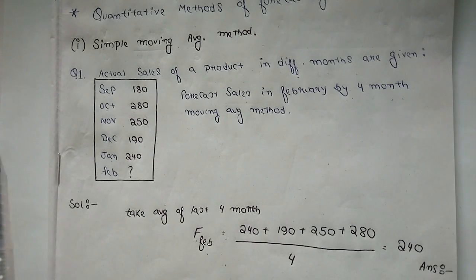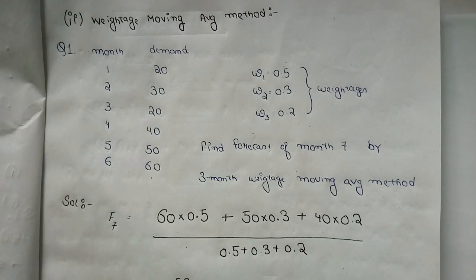So now let's move on to the next method, which is very important, that is the weightage moving average method. So here is our second method, the weightage moving average method. Here the only difference is that some weightage is given and we have to use those weightages to find the required forecast value. Okay, so let's understand with the help of one example.